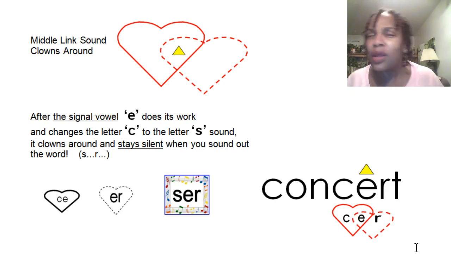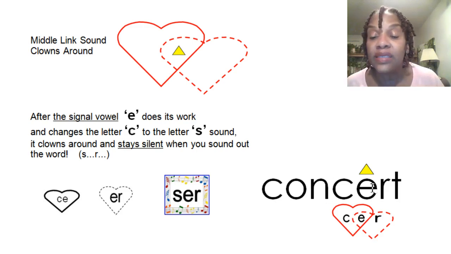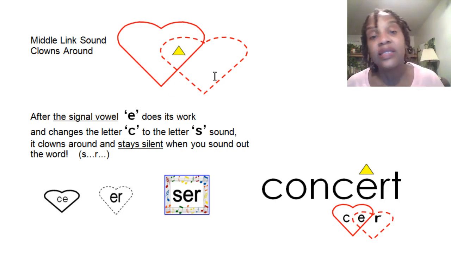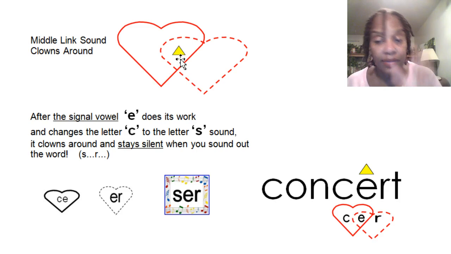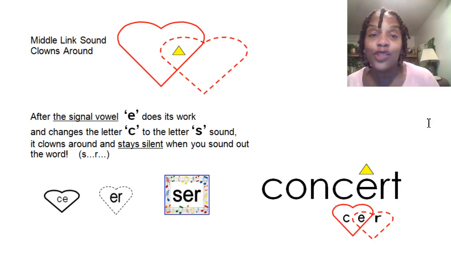Okay? Now, it might be a little difficult at first, but just hang in there with me. Because see the CE partner and the ER partner. So you don't pronounce this word concert, because they're sharing that middle sound. And so the middle sound that they're sharing is silent. So you can kind of see the picture here. So you can see if this was the C, the E, and the R, that E remains silent when you sound out the word concert, okay?